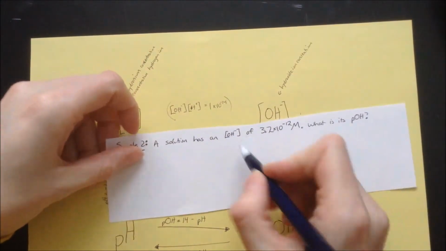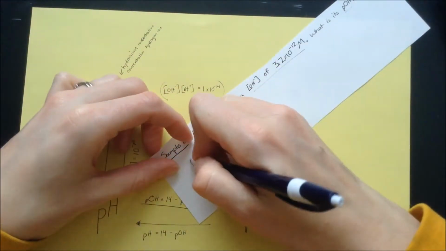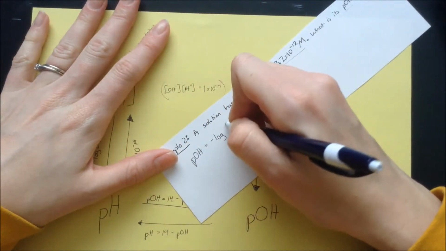For our second example, we're going to go from OH. See, we have the OH concentration. Now we want the pOH. Now remember, it's the same calculation. I just have to type or add an O into my little symbols here, right?